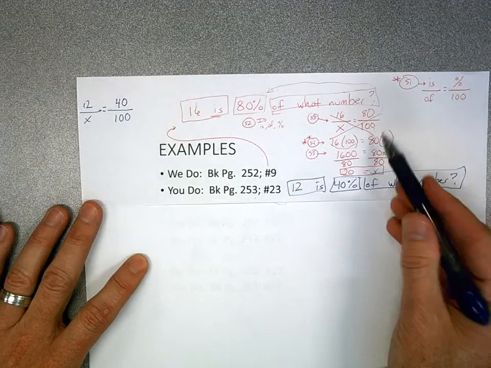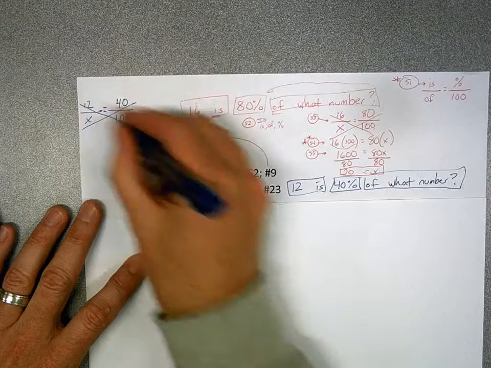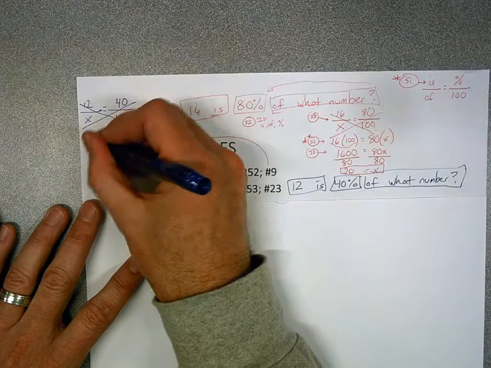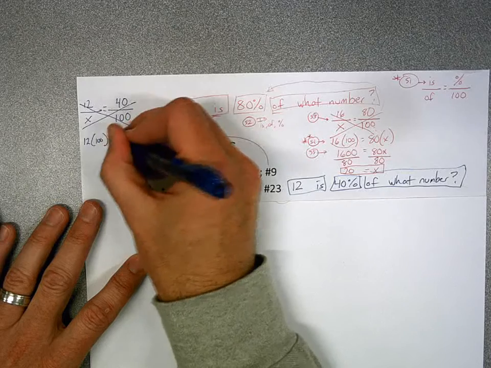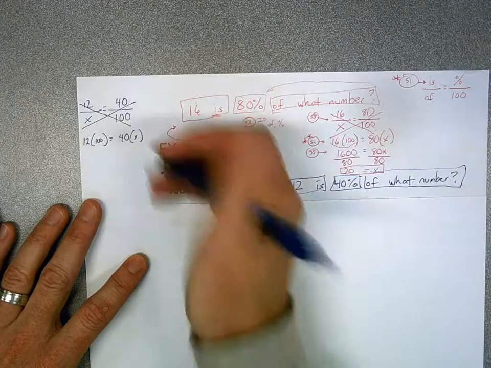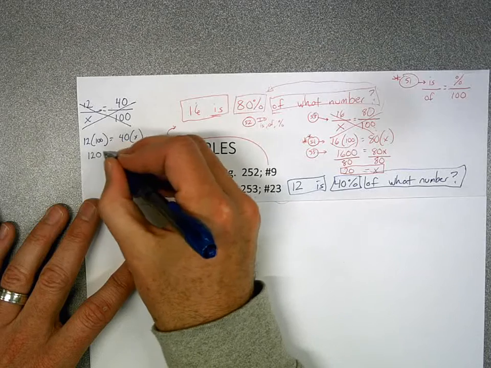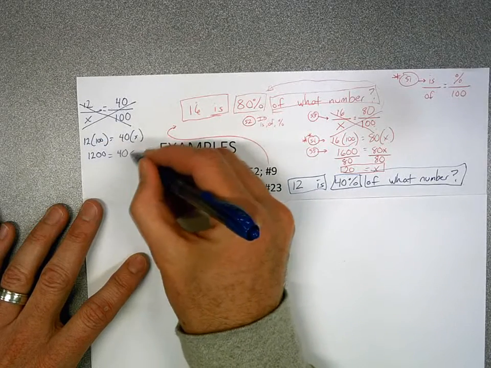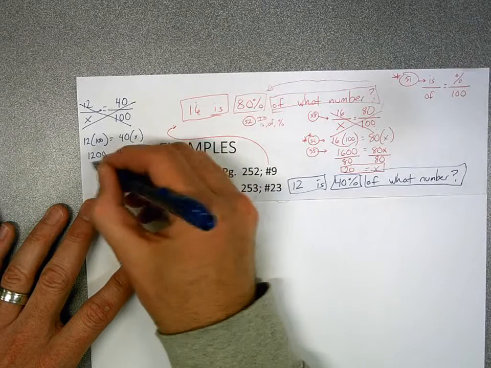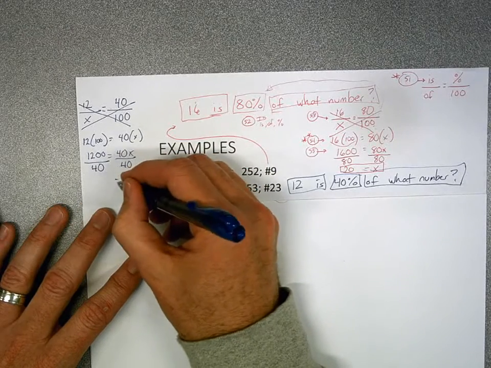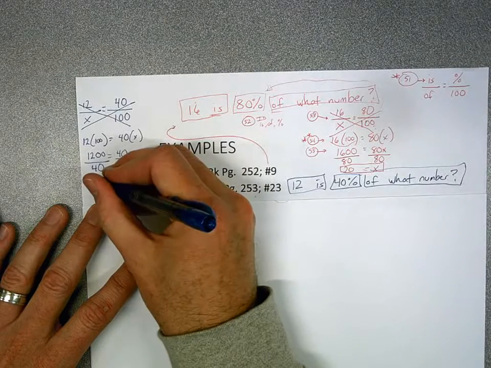I use my cross products. Those two are equal to those two multiplied together. So 12 times 100 is equal to 40 times x. And I start simplifying and solving. So 1200 equals 40x. Divide both sides by 40. And we get x is equal to what, guys? 30.